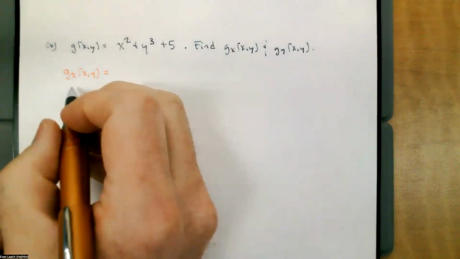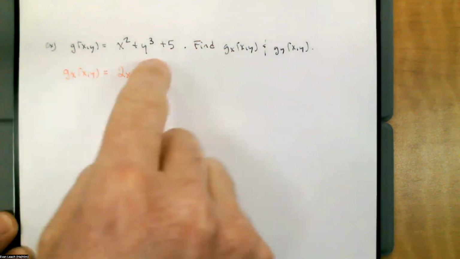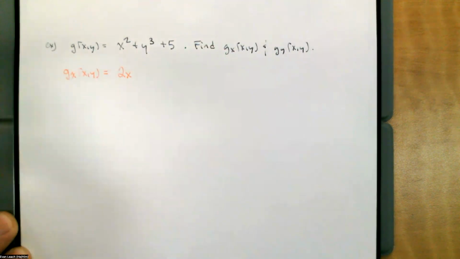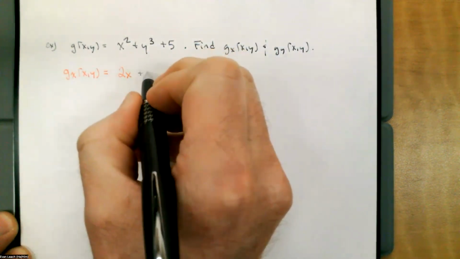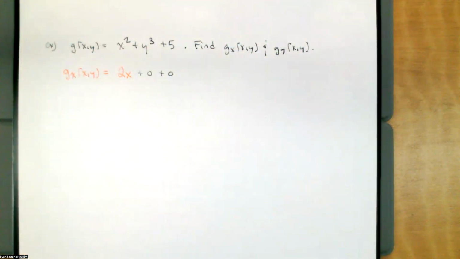So the derivative g_x is only going to be the 2x, and then these are just both going to be 0. So we'll just say plus 0 plus 0. We wouldn't write that. We're treating y cubed and the 5 as constant terms.